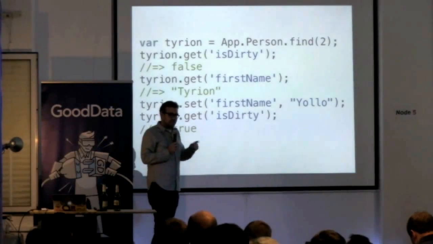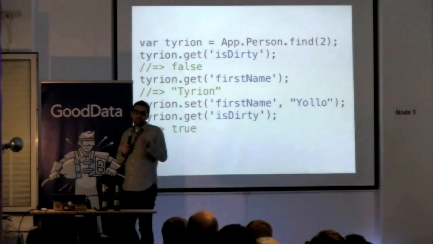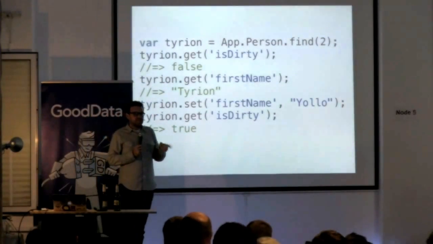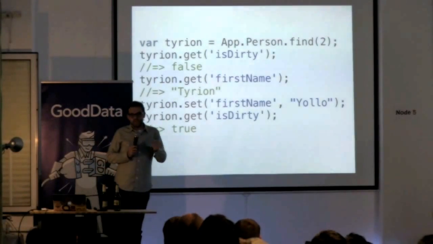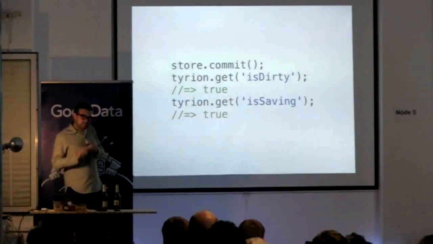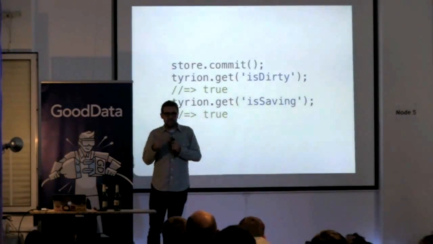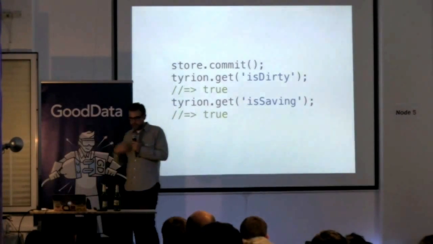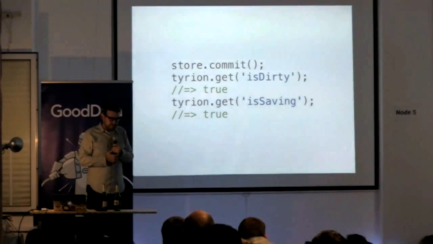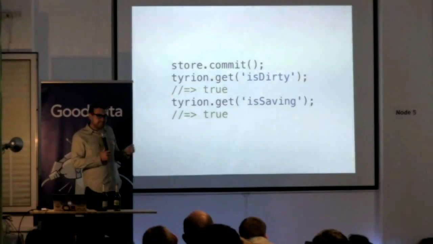Now, you'll notice that if we change the first name to Yollo, now we check isDirty, it's true. That basically means on the client, we've said, this thing has changes that are pending that we have not yet saved. And so what we do next is we say store.commit. What store.commit says is take all the records that have pending changes, any record that is dirty, no matter how many different attributes have changed, and send it to the server. And now you'll check and see Tyrion is still dirty.